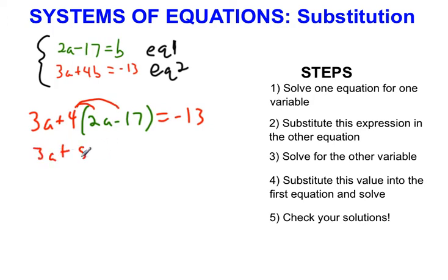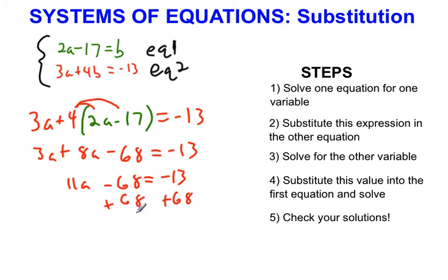3a plus 8a minus 4 times 17. I'll have to do some mental math here. I believe that is 68. And that equals negative 13. Okay, next step, we need to combine like terms. 3a plus 8a is 11a. And we will write the next line. Now let's add 68 to both sides to isolate the variable. So 11a equals, in this case, we will get 55.